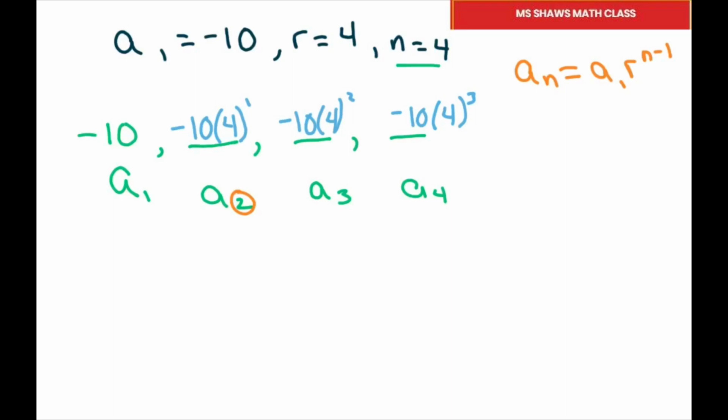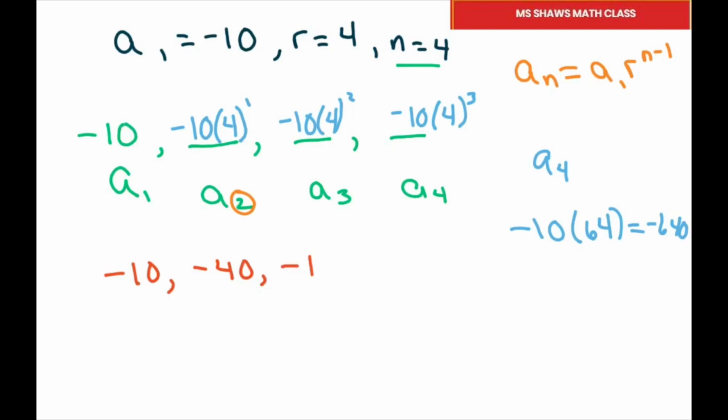So if they just want the fourth term, all you have to do is write -10 times 64 equals -640. If you actually write out all the terms, this would be -10, -40. 4 squared is 16, so that's -160. And this would be -640.